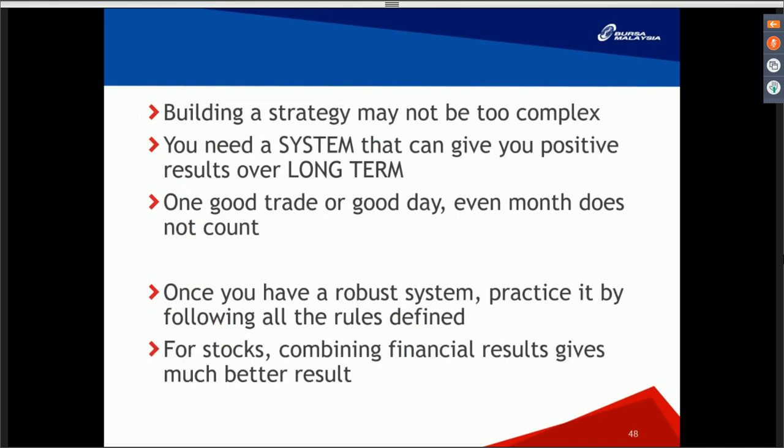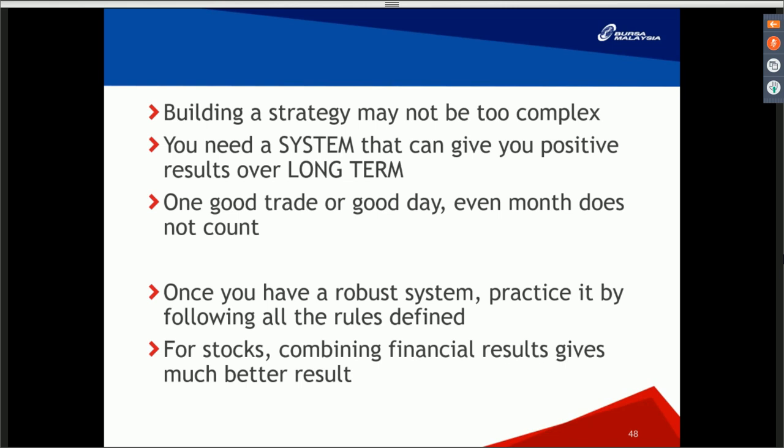Now, building a strategy may not be too complex. You need a system that can give you a positive result over the long term. Because one good trade or good day, even months, does not count, right? You need that long-term system to give you the long-term profit that you want. Because once you become a full-time trader, you may not be making money every day. Sometimes you may have a losing day, unless you're doing a lot of scalping.